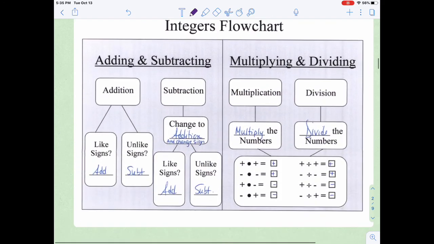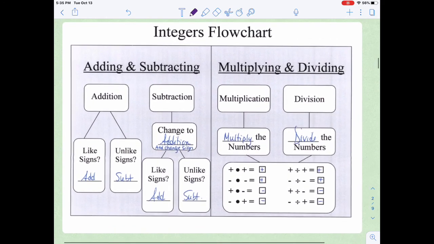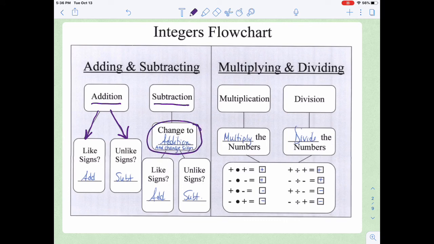All right, let's look at this little flow chart right here. For adding and subtracting, for addition, we ask ourselves, does it have like signs? Well, then I add it and keep the sign. Does it have unlike signs? Well, then I subtract and keep the bigger sign. For subtraction, I'm going to change to addition and change the sign. So see, even another teacher wrote it. Change, add the opposite.